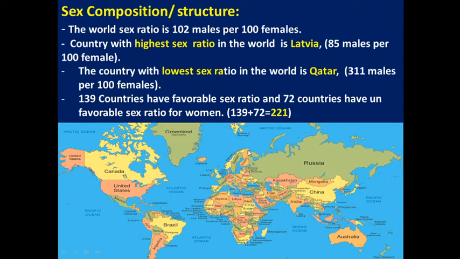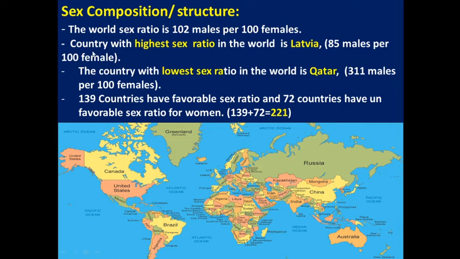So again, sex composition or sex ratio. The world average sex ratio is, out of 100 females, we have 102 males. So that means out of 1000, how many males do we have? That means 1020 males out of 1000 females.